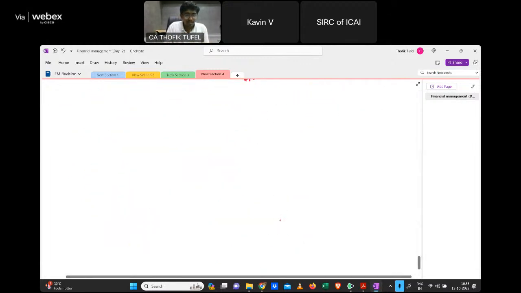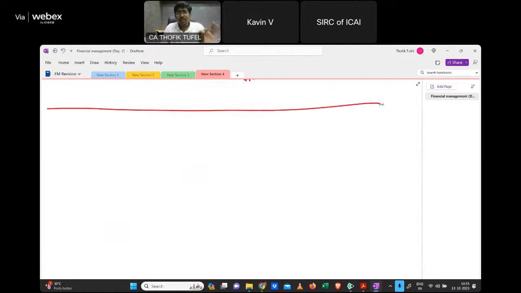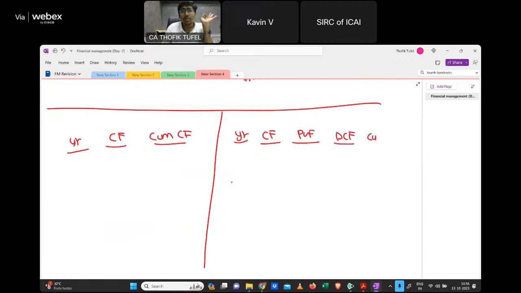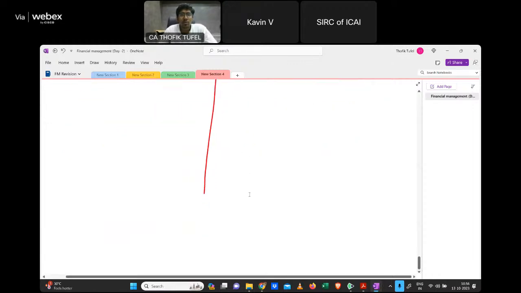Again, a small revision. Whenever any problem comes, always remember a schedule. Discounted payback, now always remember the schedule. Year, cash flow, and cumulative cash flow. If it is discounted payback period, then year, cash flow, present value factor, discounted cash flow, and cumulative discounted cash flow. Once you fill this, then you have to identify this, and then you'll be able to solve the problem.